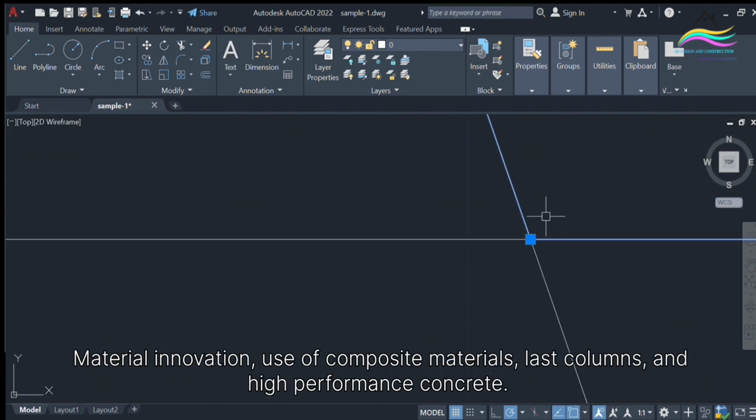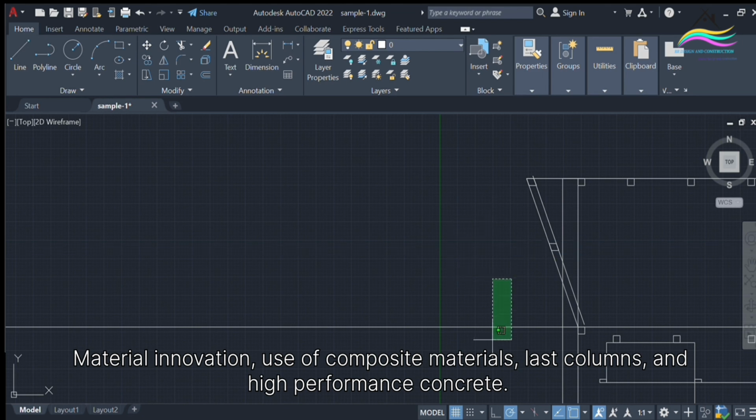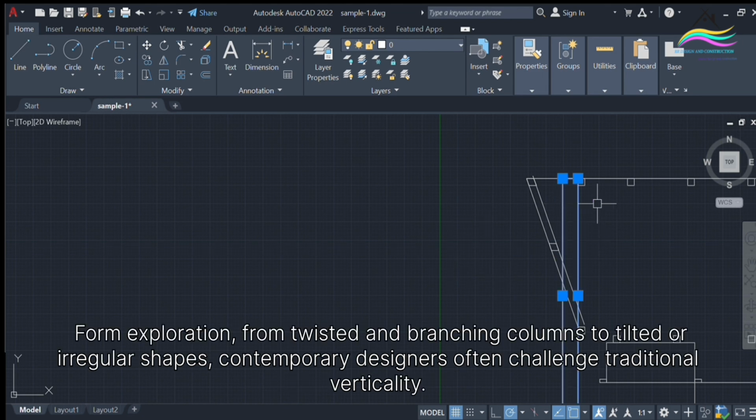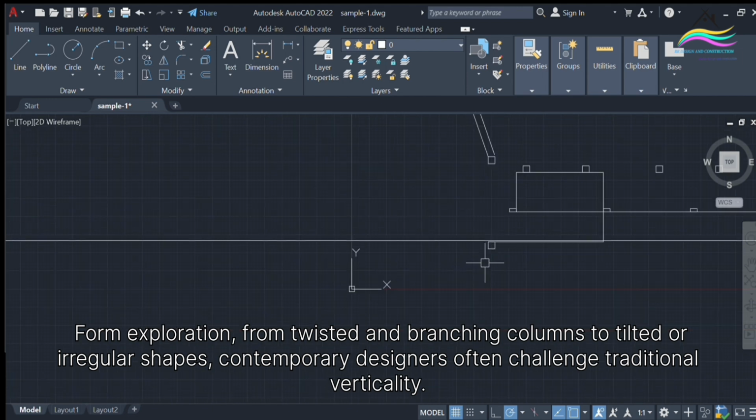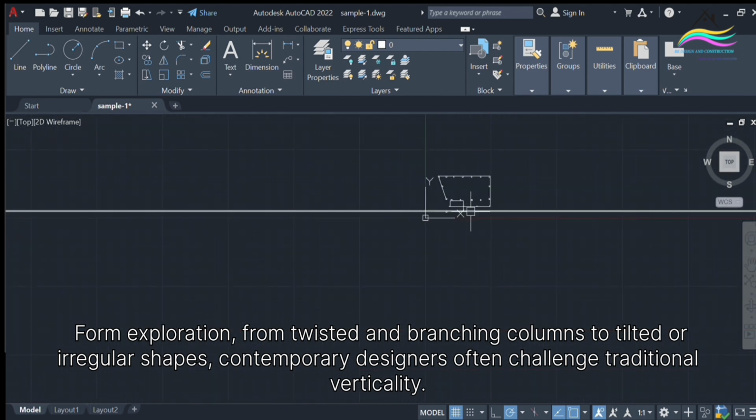Material innovation. Use of composite materials, glass columns, and high-performance concrete. Form exploration. From twisted and branching columns to tilted or irregular shapes, contemporary designers often challenge traditional verticality.